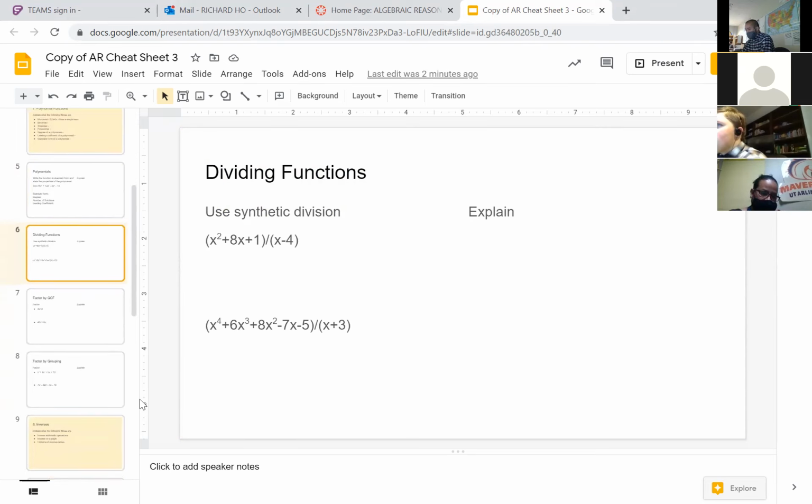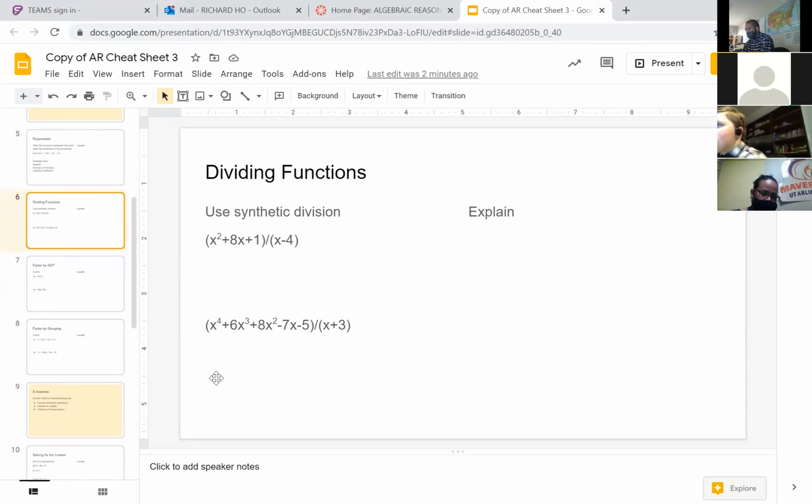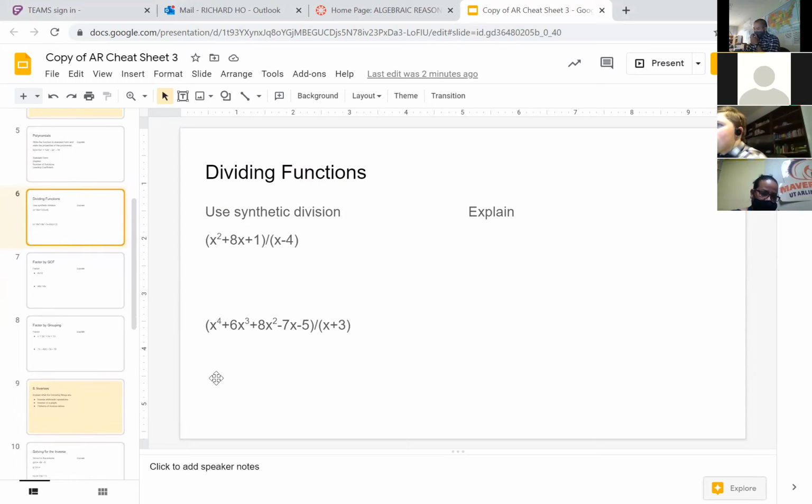What else we got? Dividing functions. So using synthetic division. It's been a while since we've done this. So let's look at one of these. Remember, you take the opposite of this number. So k equals 4. So we'll put 4 over here. We'll do the synthetic division. X squared is 1, and then 8, and then 1. So this just comes straight down.